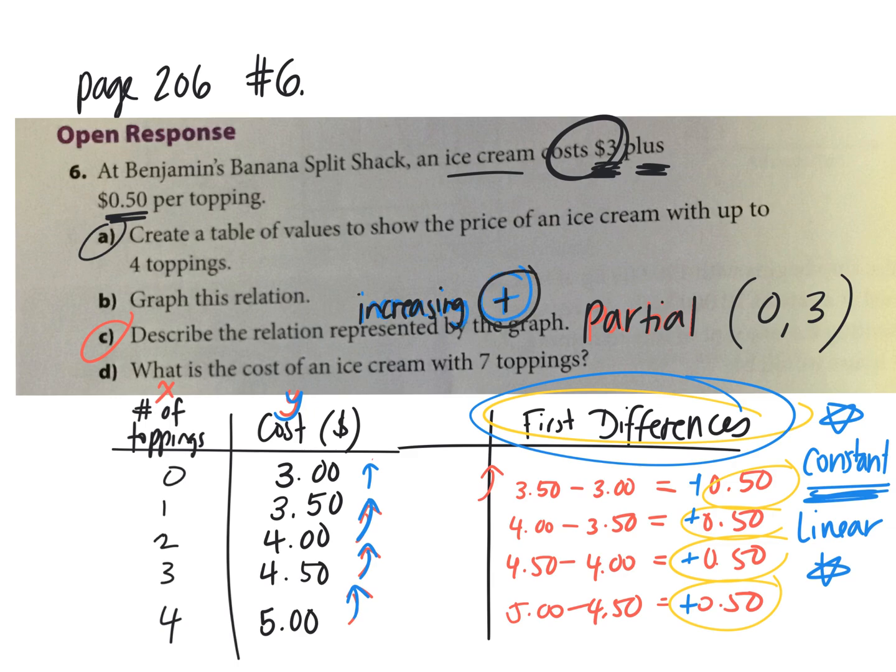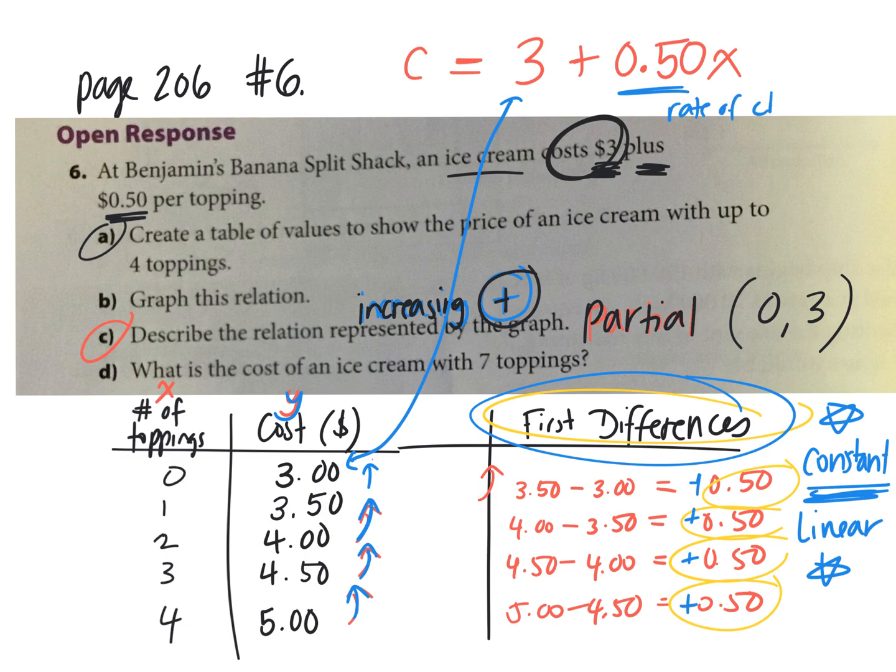So if I ask you to come up with an equation that shows me how would I calculate the cost of ice cream? Well, what is the cost? $3. It's $3? That's it? No. Then what? Plus 50 cents. That's it? Excellent.